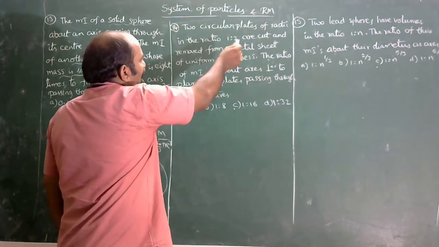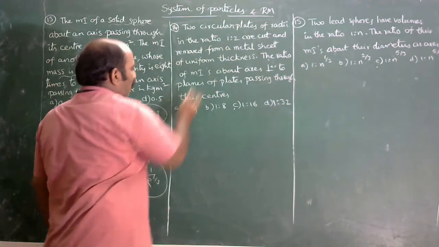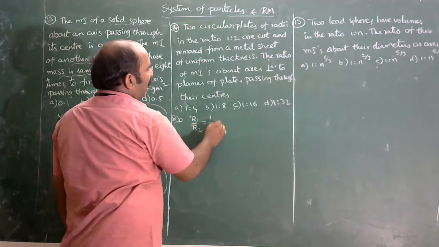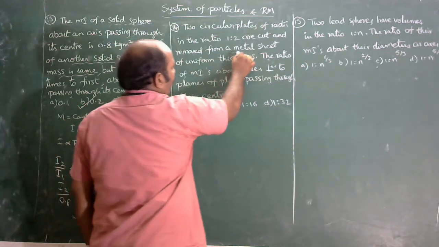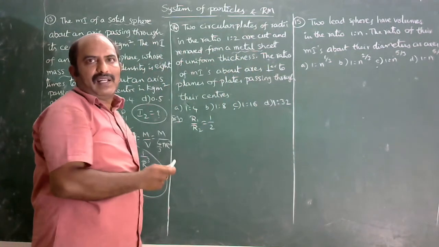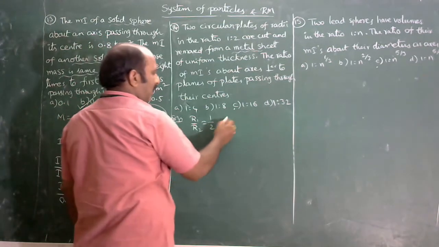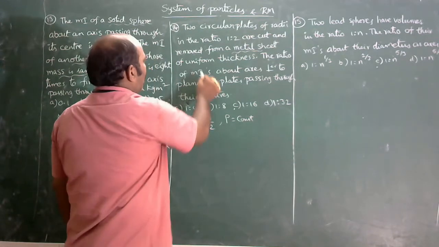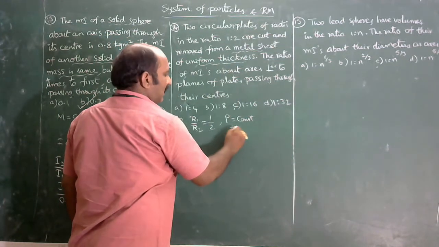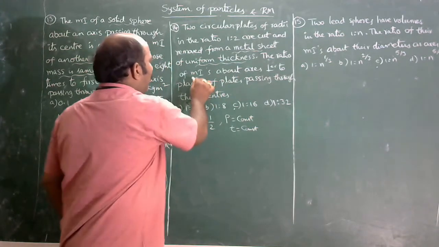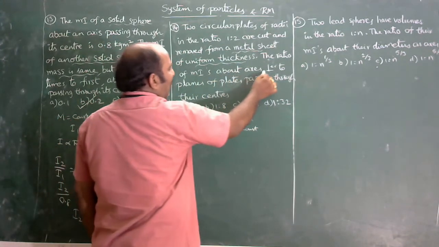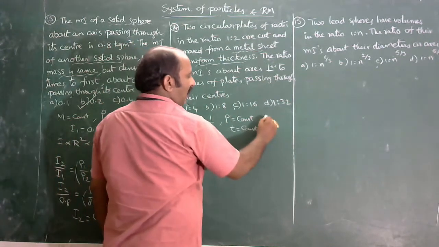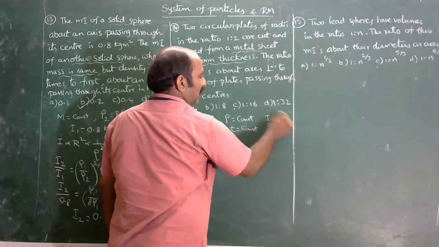Two circular plates of radii in the ratio 1:2. What is given? R1 by R2, the radius ratio, is 1 by 2, and they are cut and removed from a metal sheet. So the two circular plates are cut from the same metallic sheet. That's why their density is constant. They are made of the same material, and of uniform thickness also, thickness t is constant. We want the ratio of moment of inertia about an axis perpendicular to the planes of the plates passing through their center. So we want I1 by I2 is equal to how much?